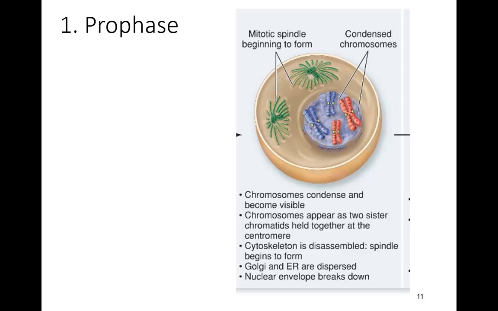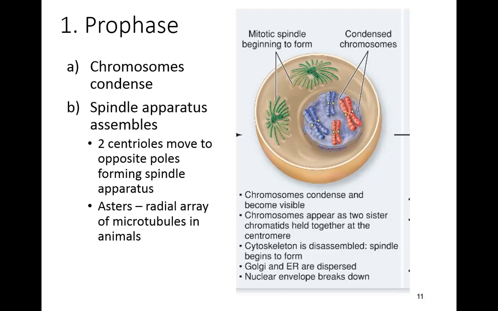In prophase, the chromosomes condense. So before prophase, when they're in interphase, all the chromosomes are unwound and they are being used to make proteins. But then they need to be condensed into these linear structures. So that happens during prophase. And the spindle apparatus assembles. And this comes from centrioles, and this is in animal cells. It comes from centrioles, where the microtubules are being projected from the centrioles and they go to other sides of the cell.